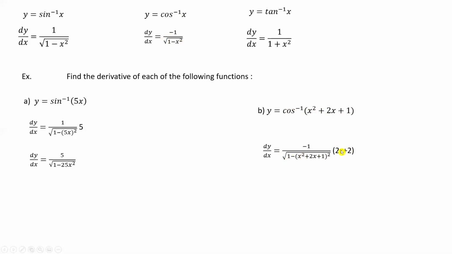Derivative of x squared is 2x. Derivative of 2x is 2. Derivative of 1 is 0, and that's why you don't see anything. In terms of cleaning that up, let's put the 2x and the 2 on top, and we'll put the negative in front.